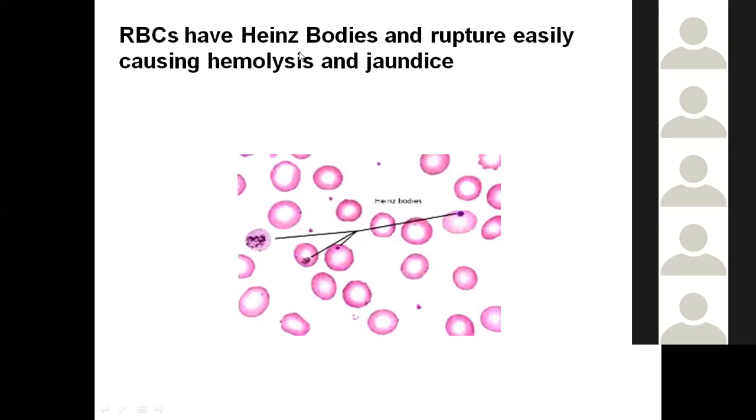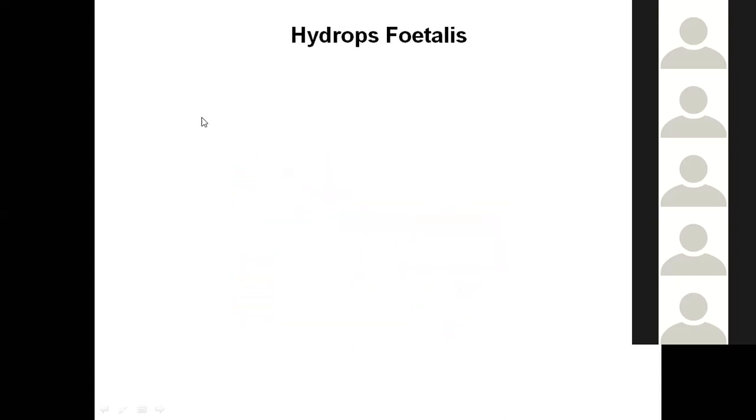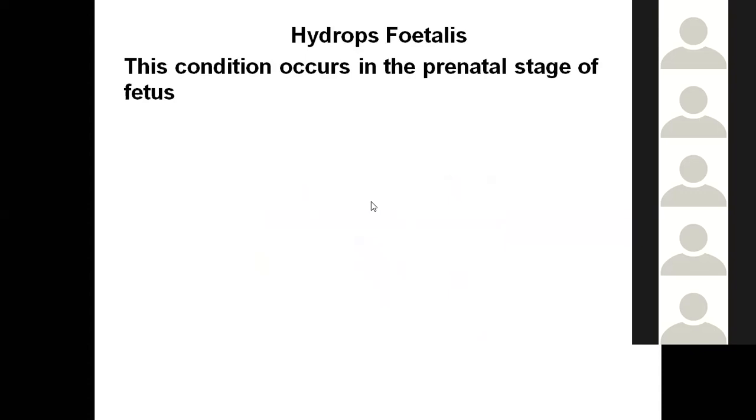Now RBCs have Heinz bodies and rupture easily, causing hemolysis and jaundice. This is what Heinz bodies look like, and this is because of those aggregates of the beta and gamma chains that I talked about.